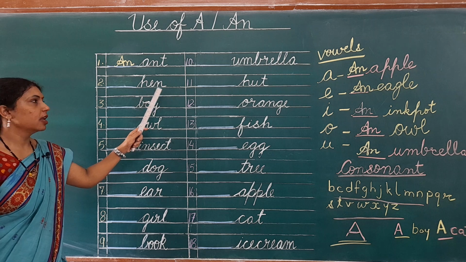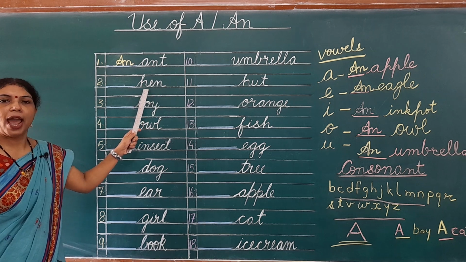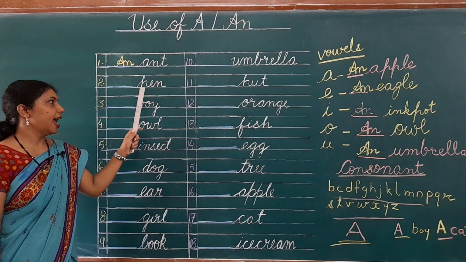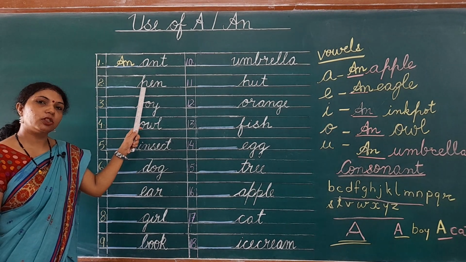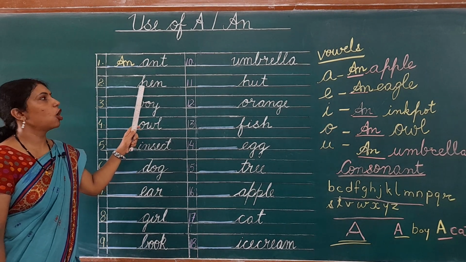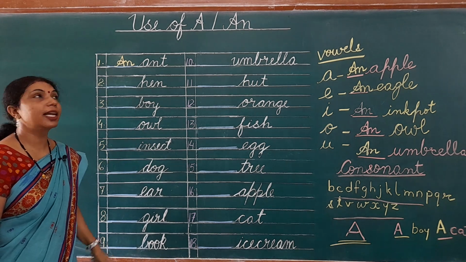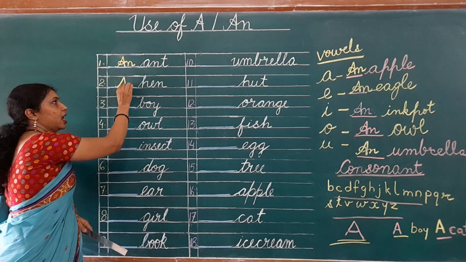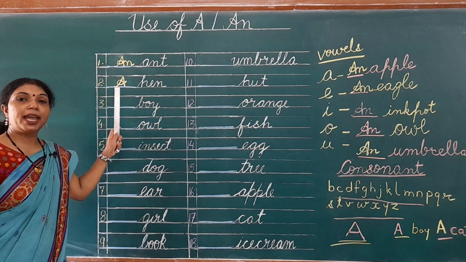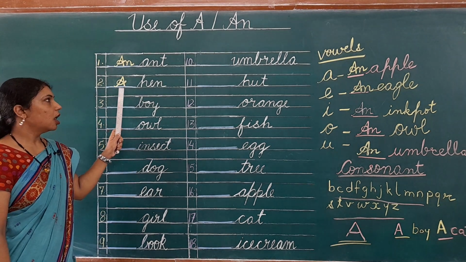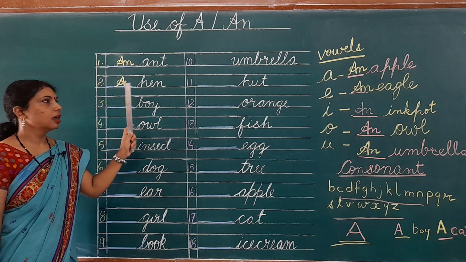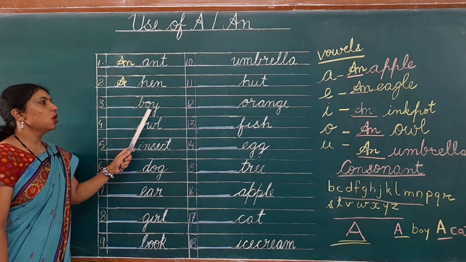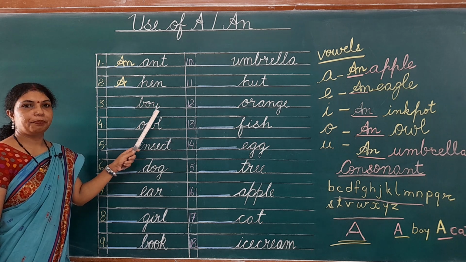H-E-N, hen. The first letter of hen is H, and H is a consonant. H क्या है? Consonant है, और consonant के पहले हम लोग क्या यूज़ करते हैं? A. और A को पढ़ते क्या है? A hen.